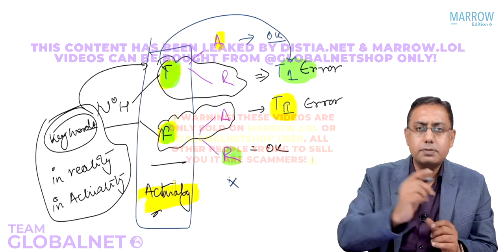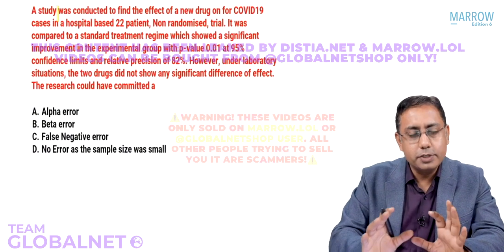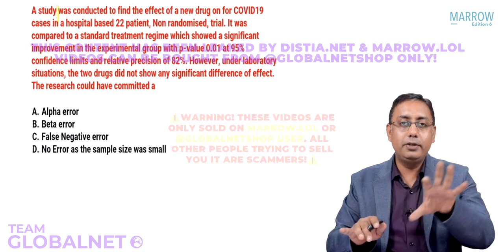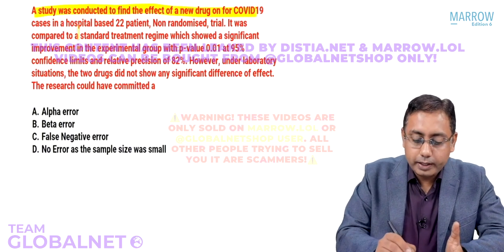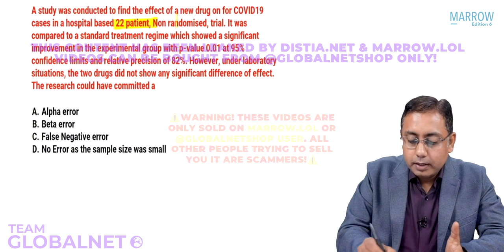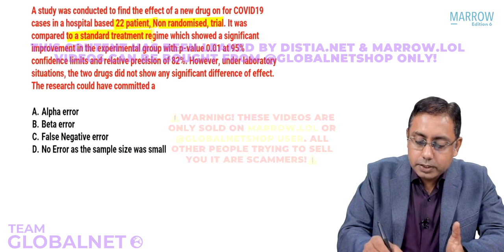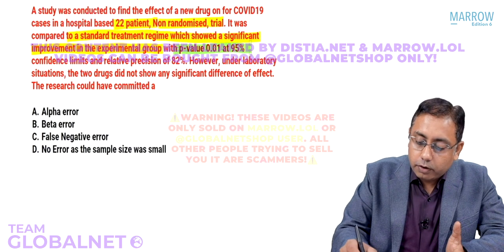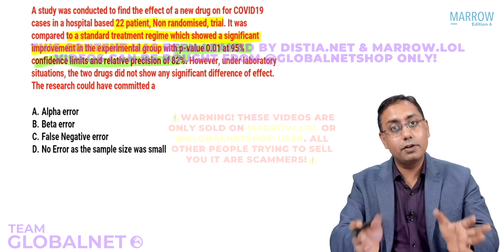Let's have a look at one small MCQ now. So now the MCQ goes, a study was conducted. It might be confusing for you. So in case you don't understand this MCQ, you need to relate it to your biostat section. A study was conducted to find the effect of a new drug on COVID-19 in a hospital-based 22 patient non-randomized trial. It was compared to a standard regime, which showed a significant improvement in the experimental group with a p-value of 0.01 with 95% confidence limits and relative precision of 80%.